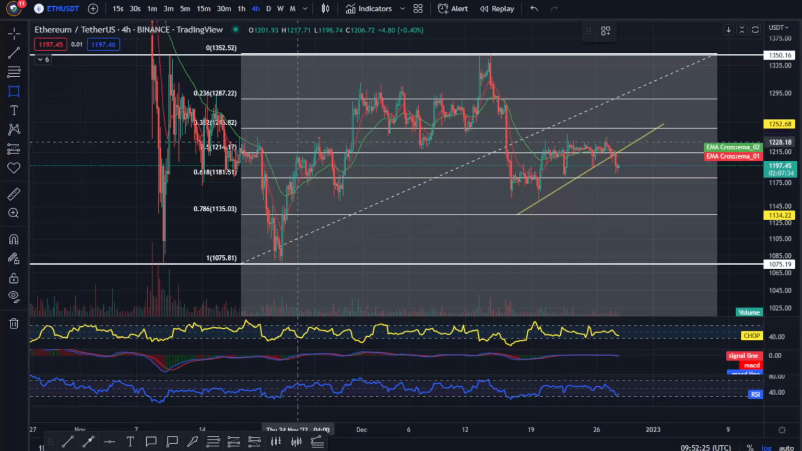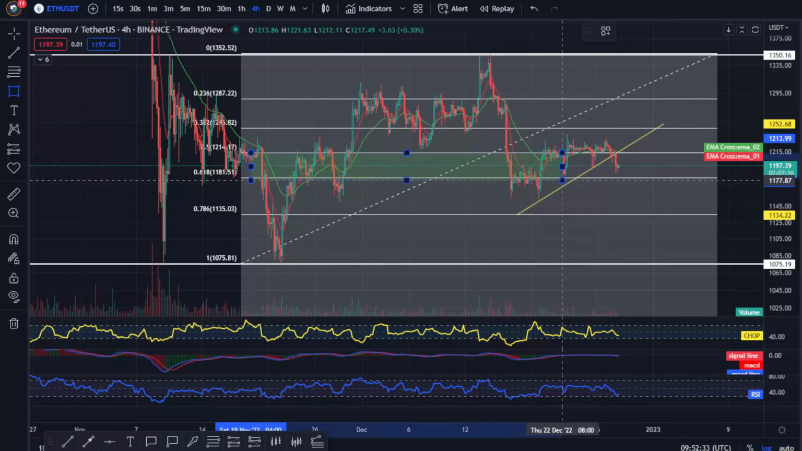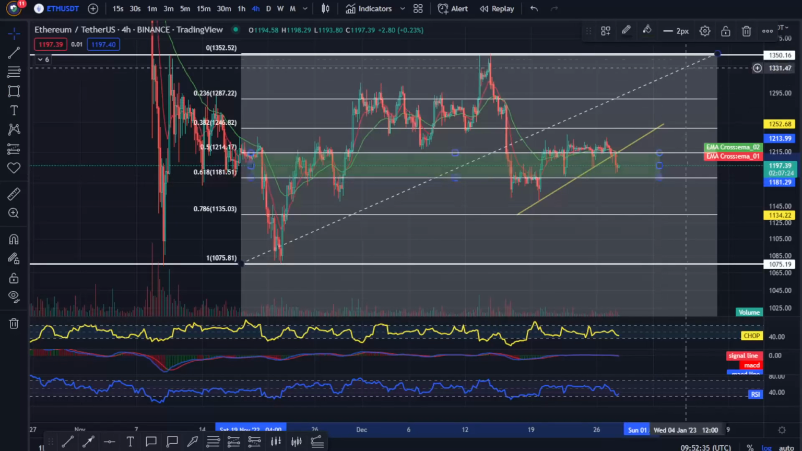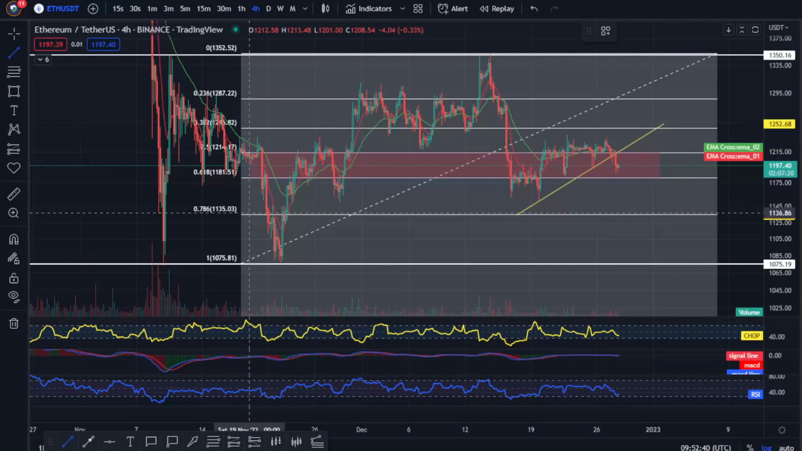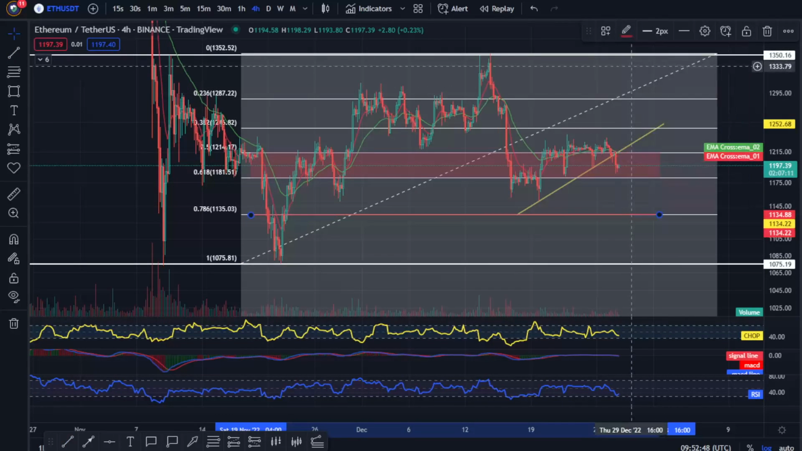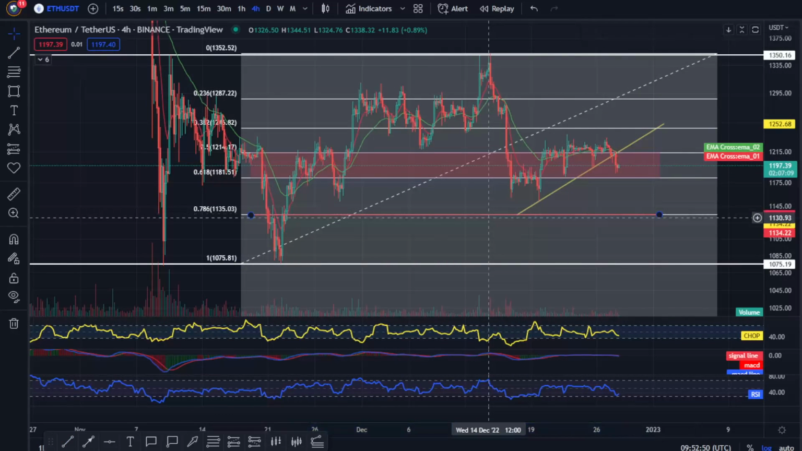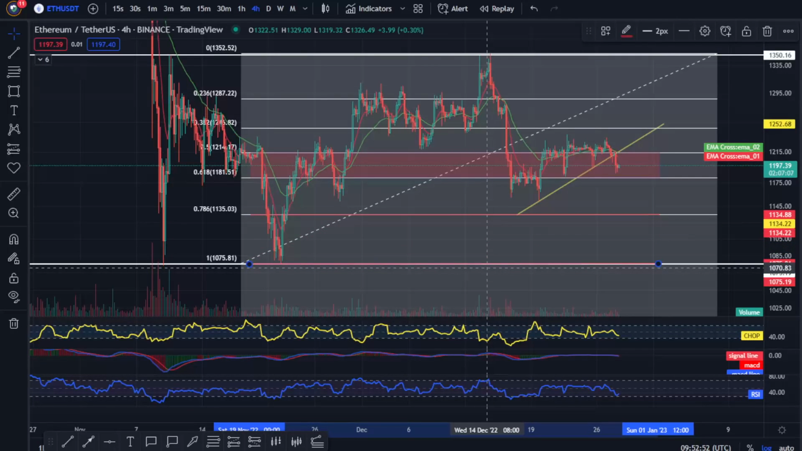As for the places of support for ETH in the deepening correction, we can see that first we have a support zone where the price is currently, from $1,214 to $1,181. However, if the price goes lower, we have another support at $1,134, and then at the price of $1,075, at the lower border of the channel and at the last low of the price.